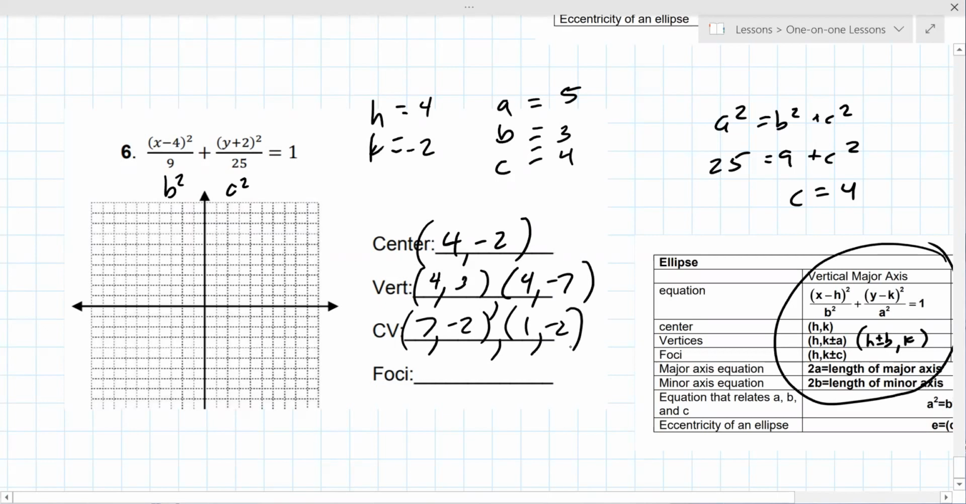And then the foci is H, comma, K plus or minus C. So it's 4, comma, -2 plus 4, which is 2. Then 4, comma, K minus C, so -2 minus 4, -6.